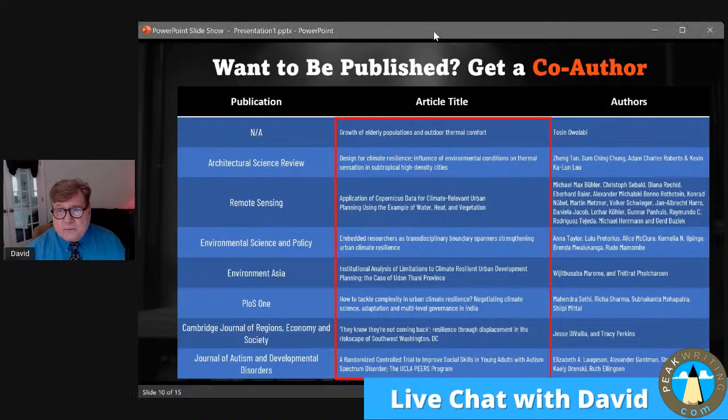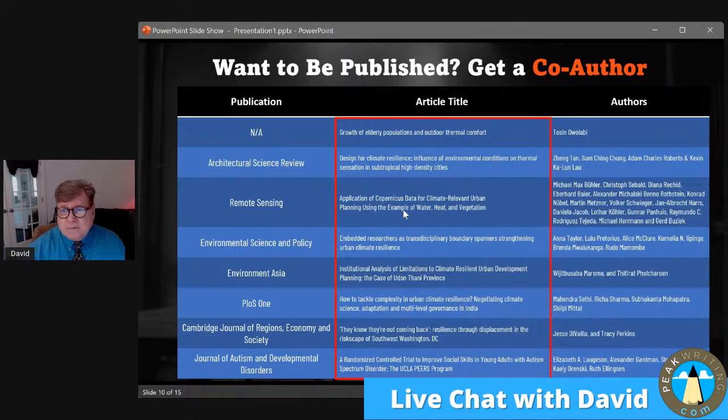Let's read the title. I'll read it for you. Design for Climate Resilience, Influence of Environmental Conditions on Thermal Sensation in Subtropical High-Density Cities. You know exactly what that journal article is going to investigate and report on. It's going to investigate the influence of environmental conditions on thermal sensation of people when they're in a subtropical high-density city. Indeed, that article investigated Hong Kong, one of the most dense cities in the world, if not the most dense.